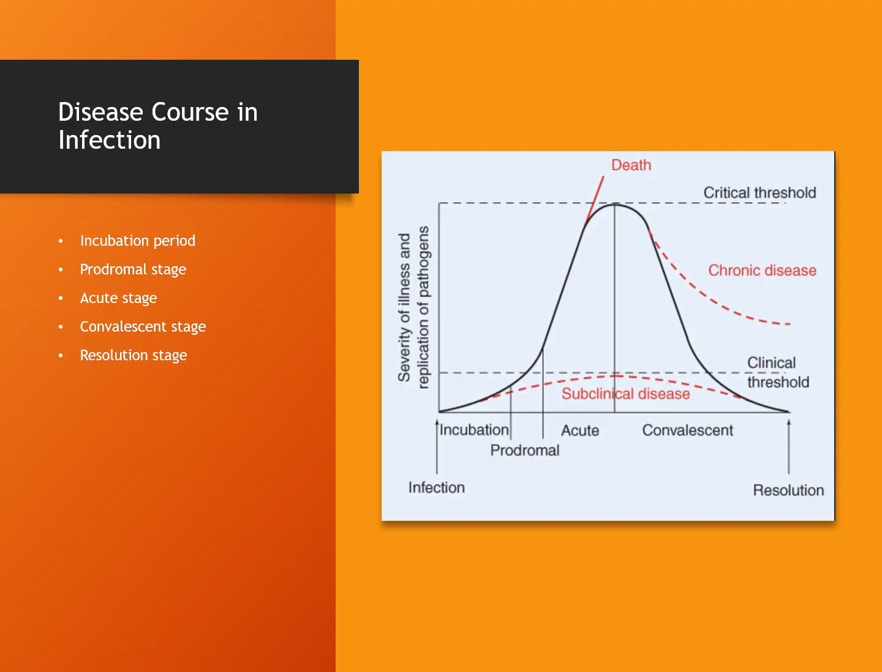We also discussed disease course in an infection. The first stage of disease course is the incubation period. This is the period when the pathogen has entered the host and it's starting to replicate. And in this stage, the patient really has no symptoms at all. They wouldn't even know they were infected. Nothing really is showing up at all.